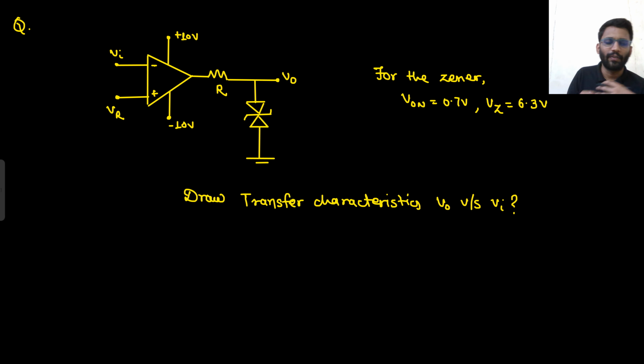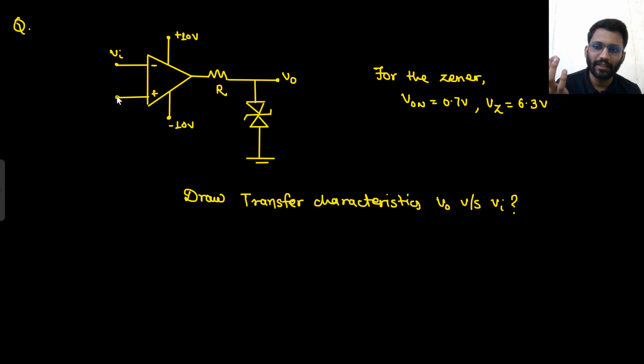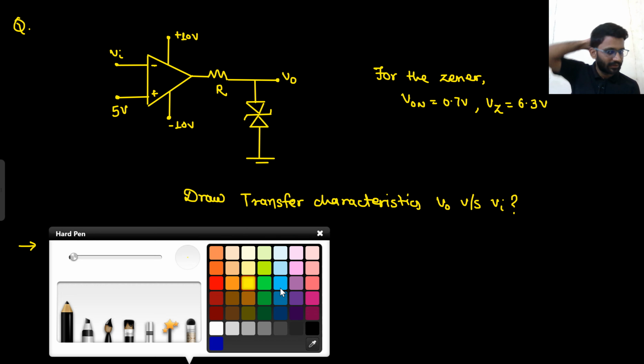This is the final question of this assignment 12, right? So you need to draw the transfer characteristics for V0 versus V. Now the VR value should be defined here, whether VR is positive or VR is negative. Let's take a value. We can frame two questions out of it. First I am taking VR to be positive. So what will be your transfer characteristics?